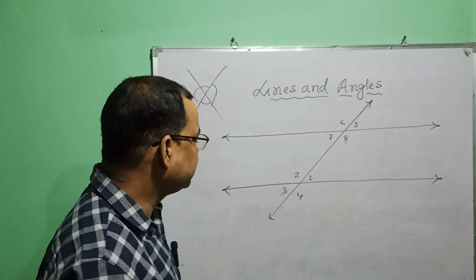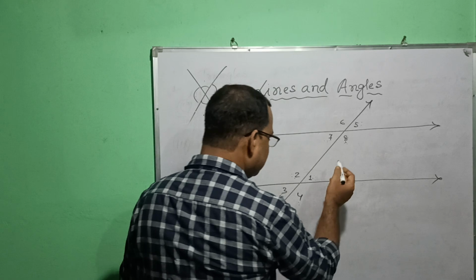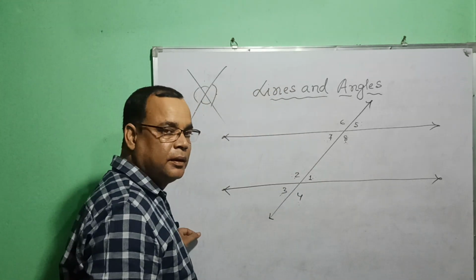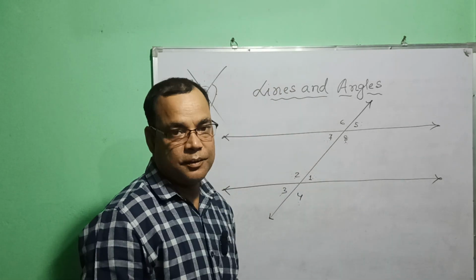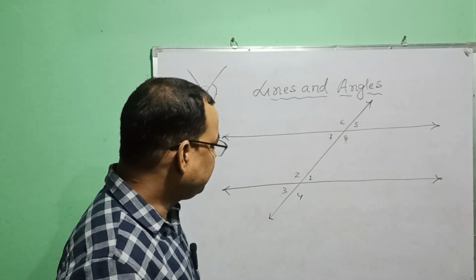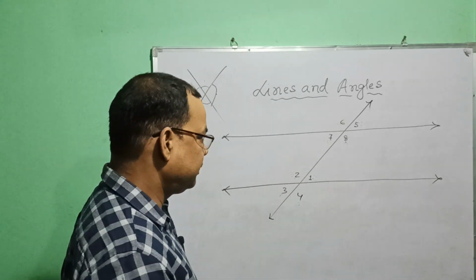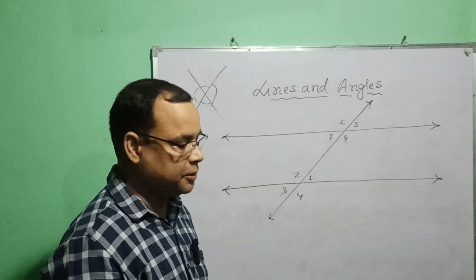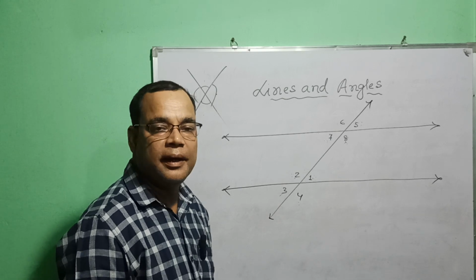Then we'll discuss the angles on the same side of the transversal. The interior angles on the same side of the transversal. It is also called allied angles.